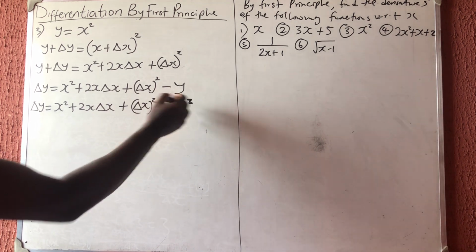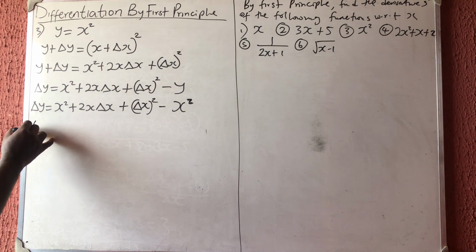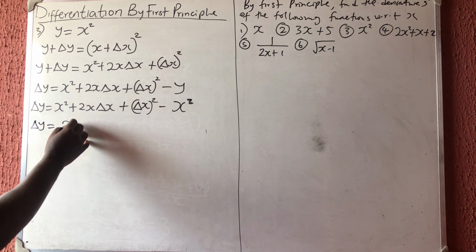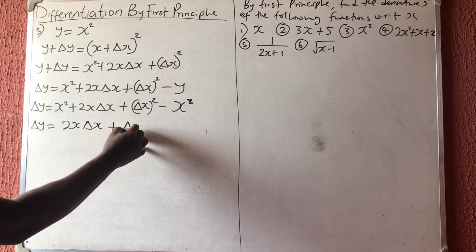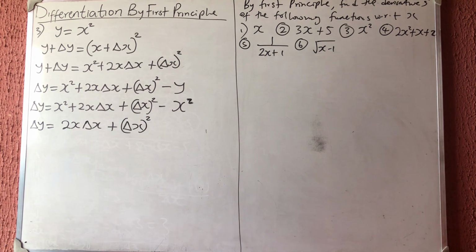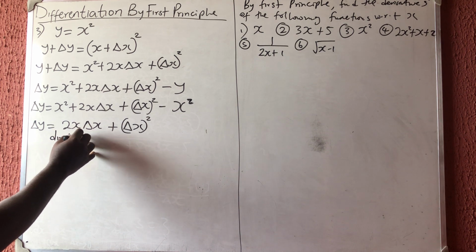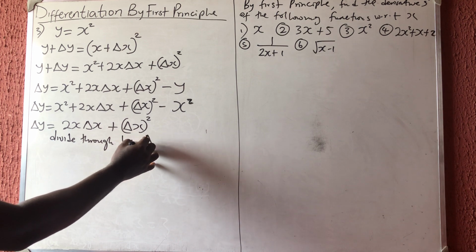My y is x squared. So this cancels this, because x squared minus x squared is gone. If they cancel out, I'll be left with what? Change in y is equal to this, and this is gone. I'm left with 2x change in x plus change in x all squared. So if I divide everybody by change in x, divide through by change in x.